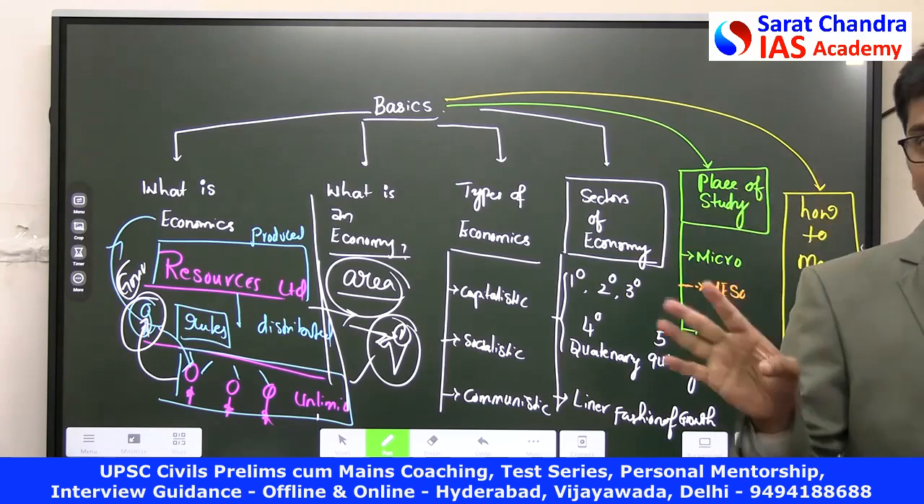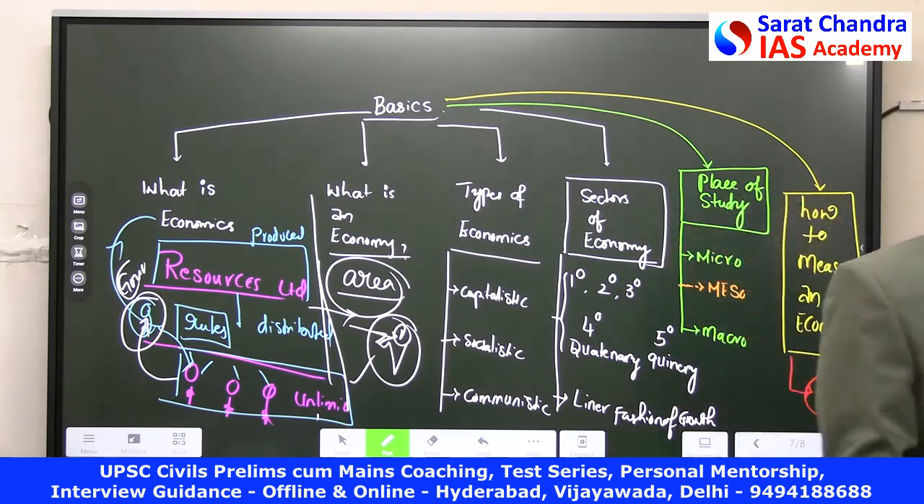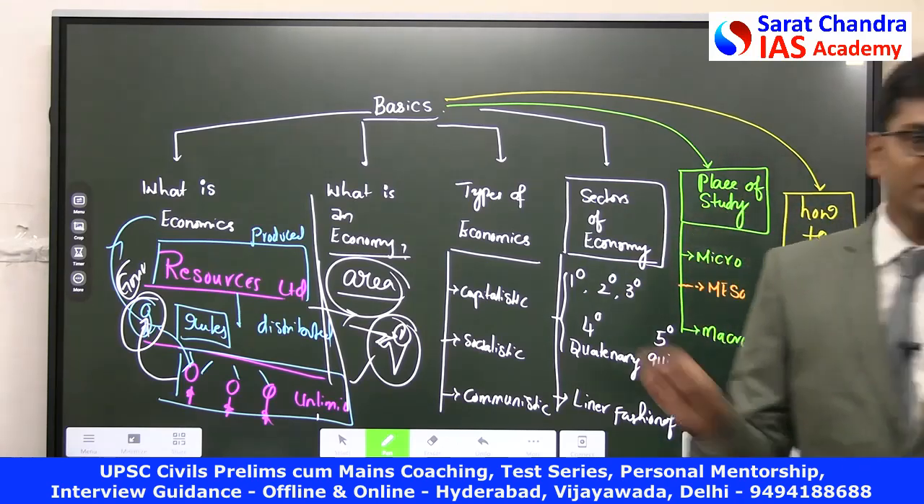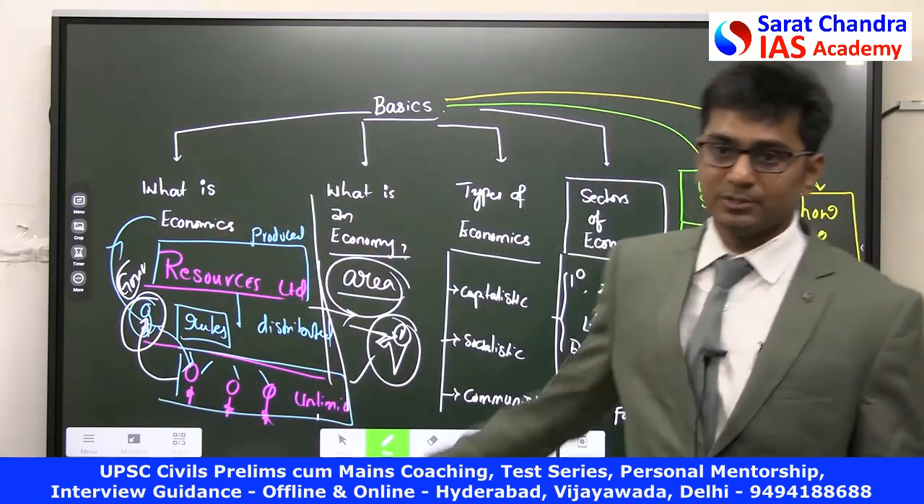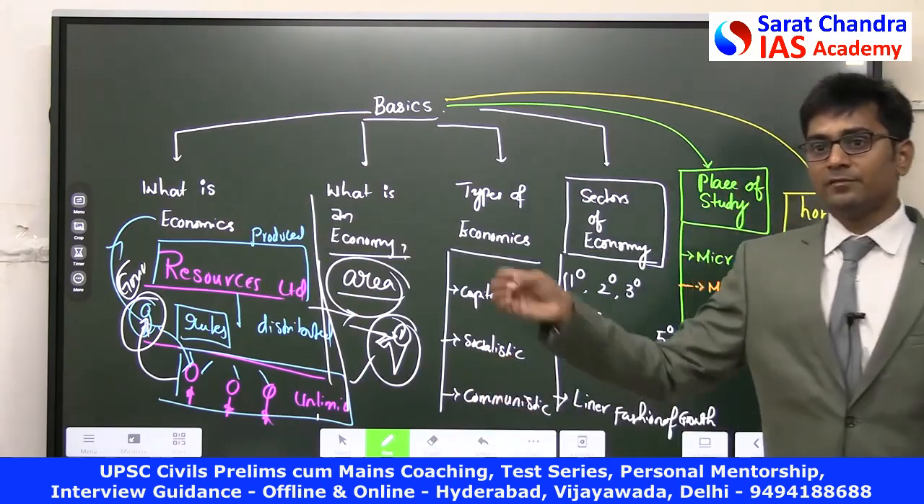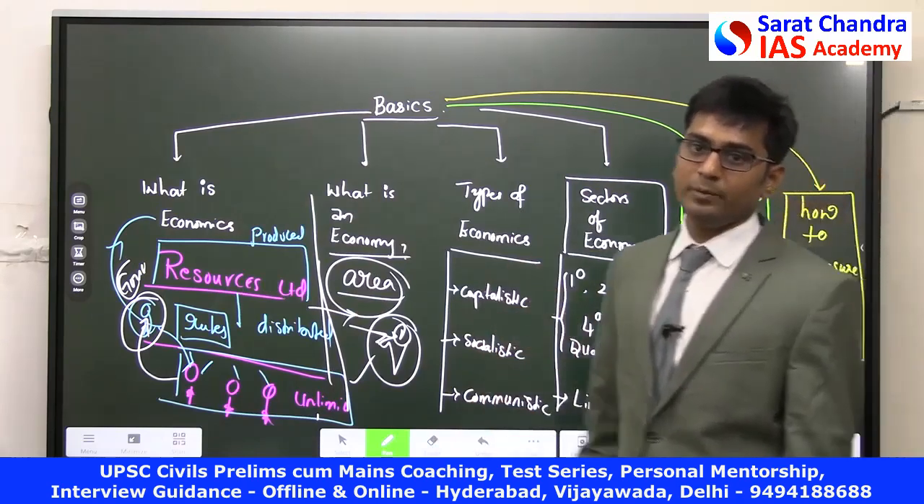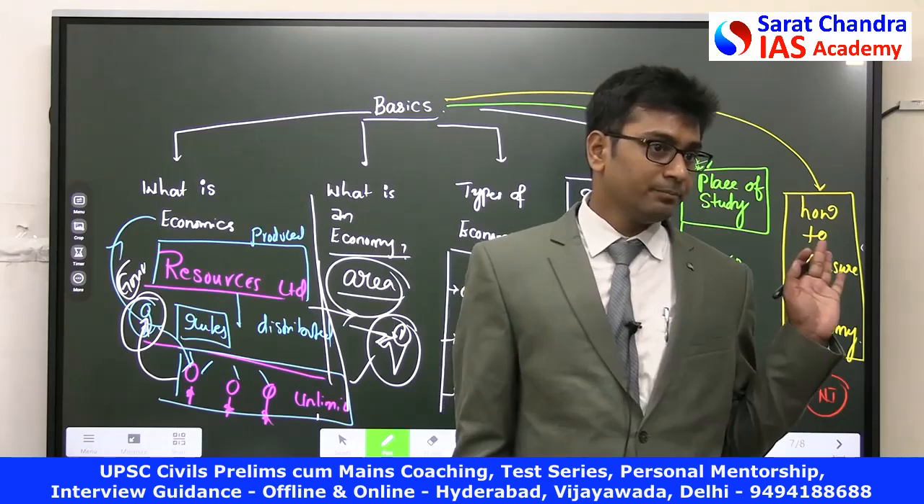Economy means geographical area. You are considering USA as a geographical area. The principles are applied where? In USA. Which principles? Capitalistic principles. What is capitalistic principles? Everything will be controlled by private players. Government will be just providing safety. That's it.